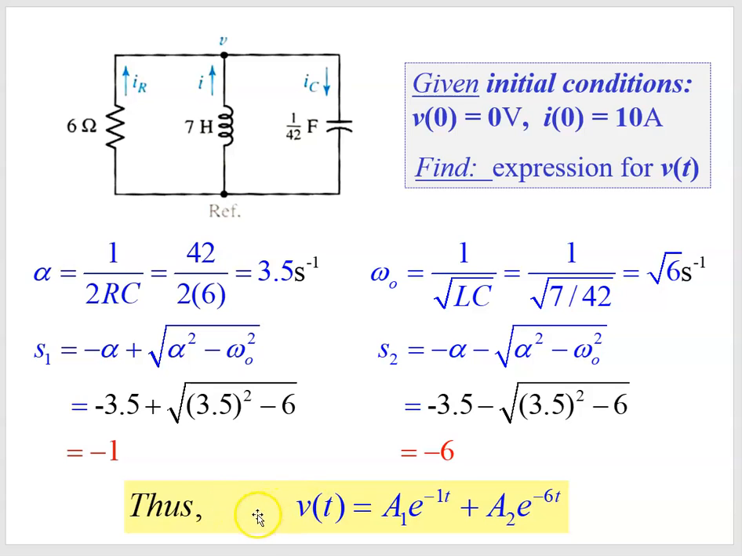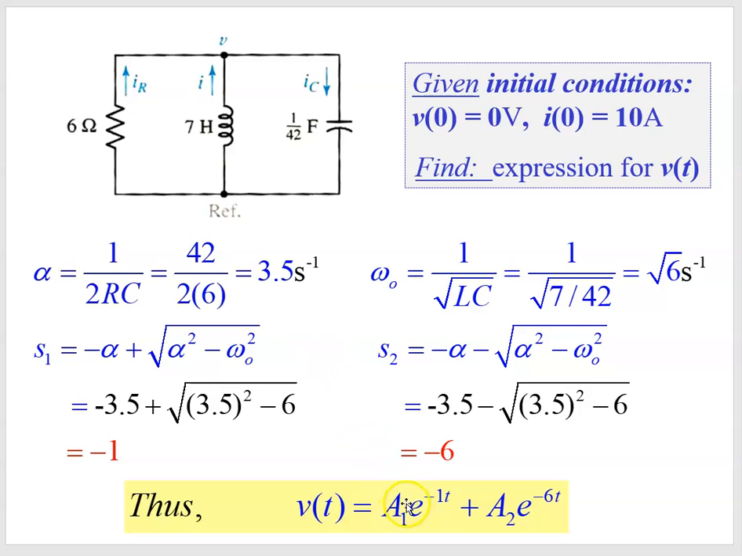So that's important to recognize. We can then plug that into our response and we get A1 e to the negative 1t plus A2 e to the negative 6t. This is like evaluating tau. So this is what we have had to do to evaluate tau compared to an RL or an RC circuit.